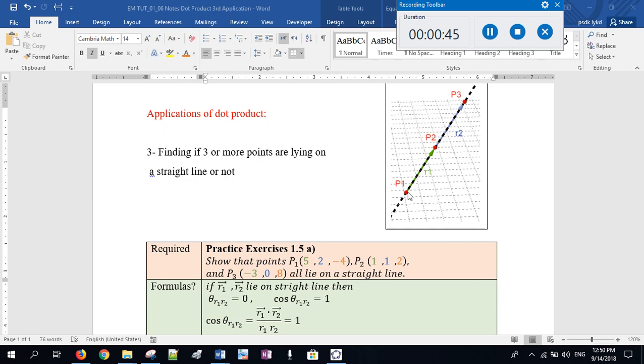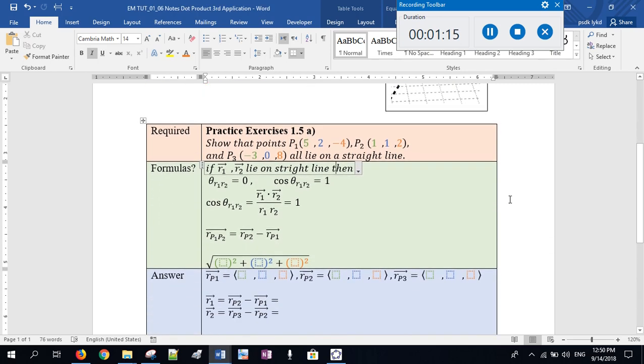And if these two vectors are in the same direction, then the angle between them is 0, and cosine 0 will equal 1. So we can use the dot product to determine cosine theta between the two vectors. And if it is equal to 1, then the 3 points will lie on the same straight line. So let's solve it.